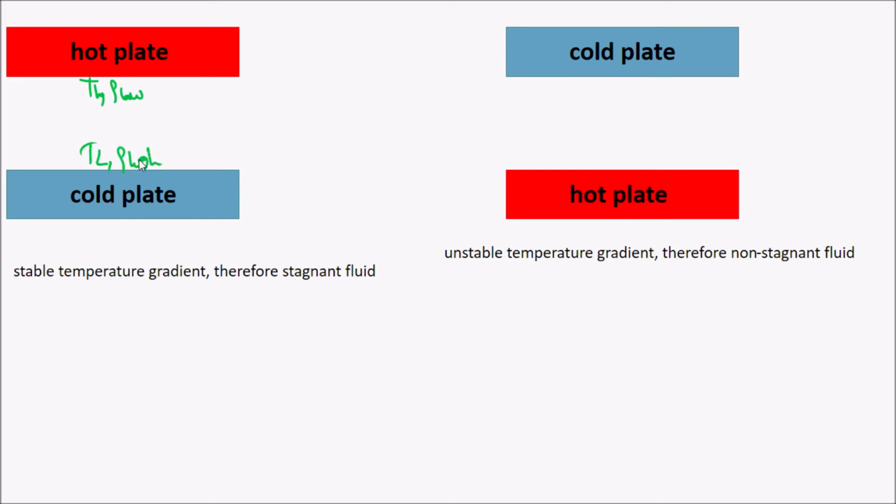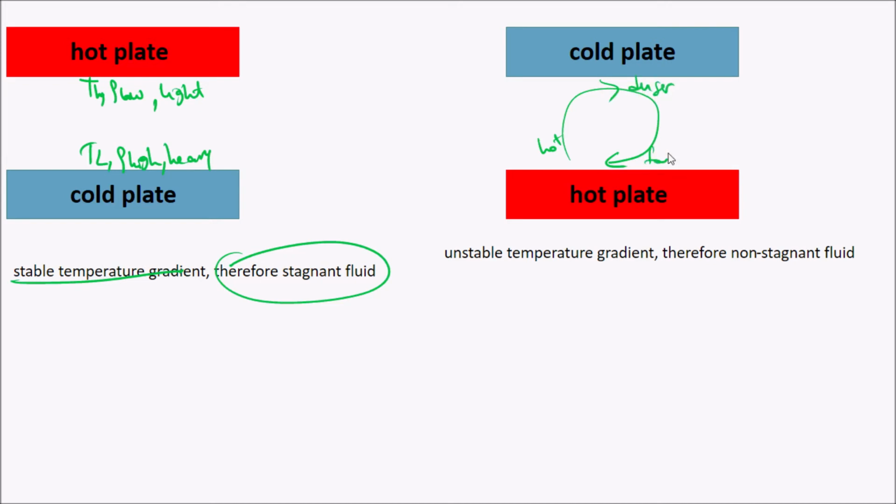Since the high density fluid is heavy and this one is light, the heavy fluid cannot rise. Since it cannot rise, you will have a stable temperature gradient and therefore stagnant fluid. In this case, you will have the opposite of it, and then you will have a non-stagnant fluid. You will have something like this, circulations inside the tubes, because the hot fluid rises, becomes cold, denser, and then falls. Again, you have this circulation.